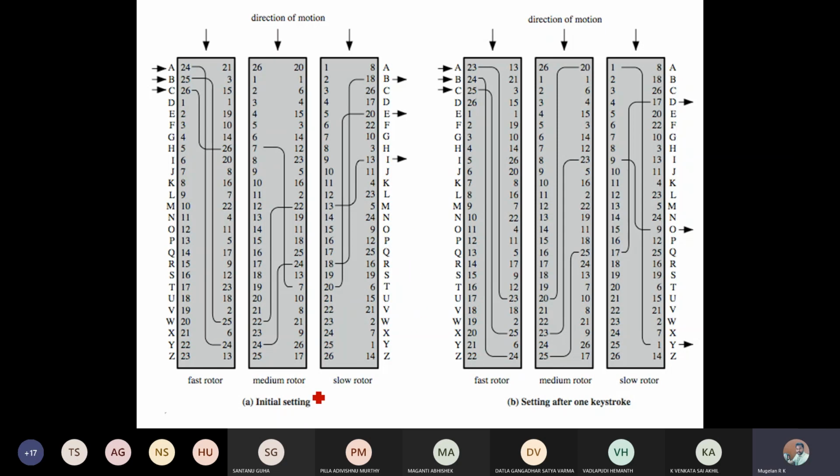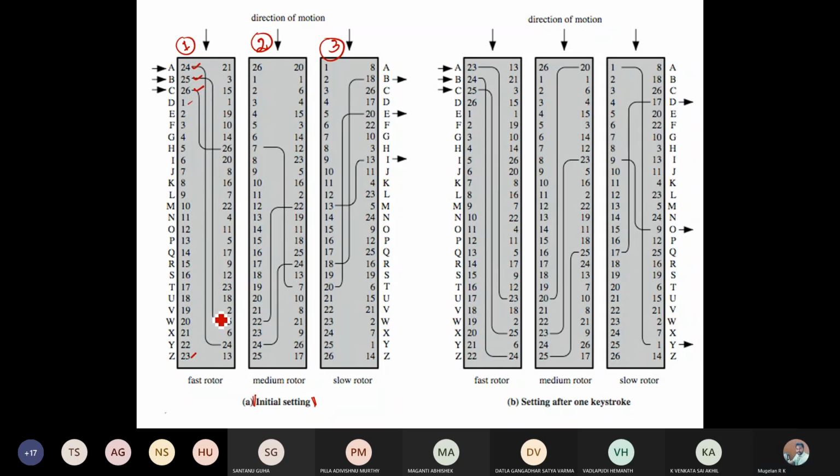So the first diagram shows the initial setting of a rotor machine. We'll start off from this one, and assume this is your first gear, second gear, and the third gear. These are the input pins. All the left hand sides are input and right hand sides are output. In this, you can see the alphabets A, B, C, D up to Z numbered starting from 24, 25, 26, then 1 to 23.